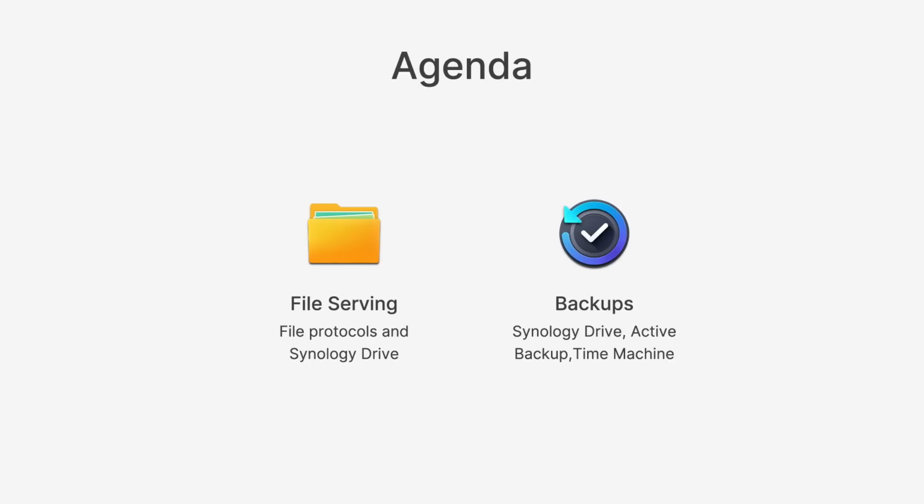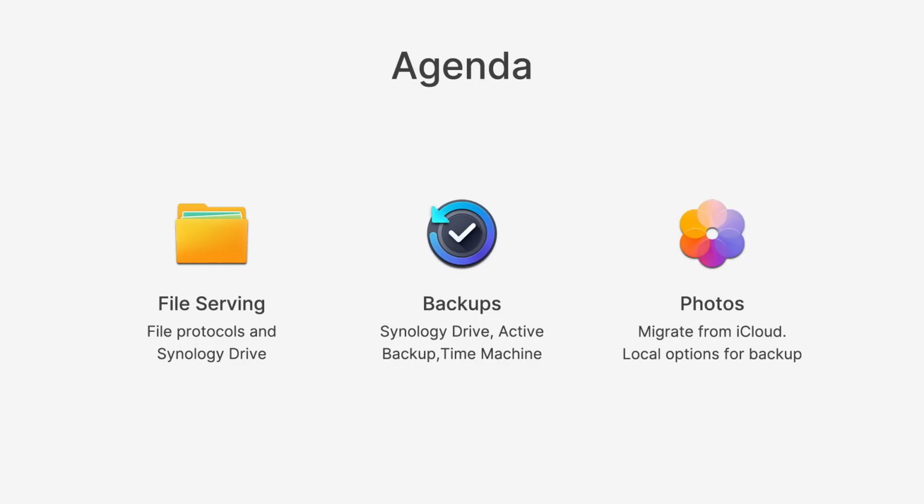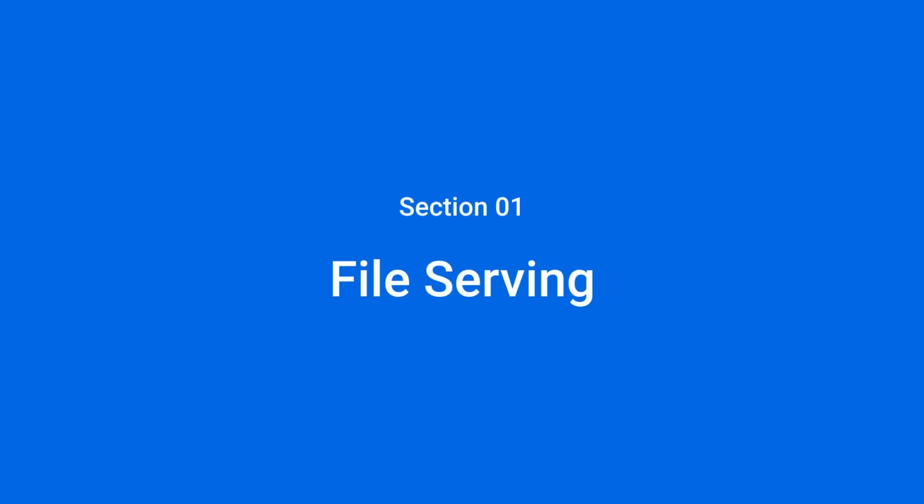On the agenda today, we're going to start off by taking a look at the different file serving options you have as a Mac user inside of the Synology ecosystem using file protocols and applications like Synology Drive. We're then going to take a look at the different backup options you have available to you for your macOS devices, utilizing some packages like Active Backup for Business. Lastly, we're going to take a look at Synology Photos and how you can use this application to manage all of your memories, and how you can use this application to move away from public cloud providers that you may be relying on today.